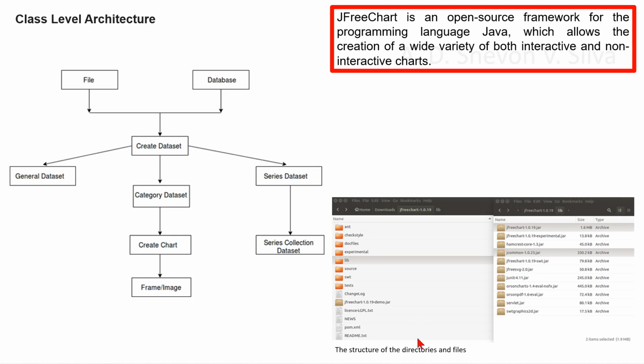In particular, you should always read the readme.txt file. Here you can see directories: ANT and files, ANT, checkstyle, doc files, experimental, lib, and inside lib you can see JFreeChart 1.0.19.jar. Here JFreeChart 1.0.19-experimental.jar.